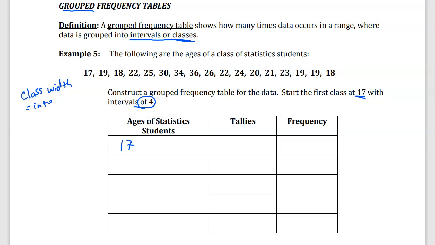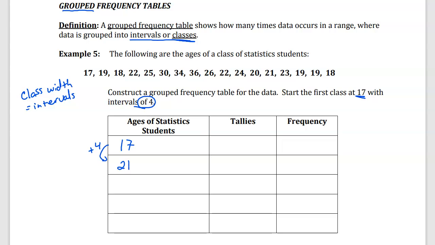And this is where we have to be careful. Our interval or class width is the difference between our two classes. Not across, but down. So we're going to add that interval down. So 17 plus 4 will give me 21.